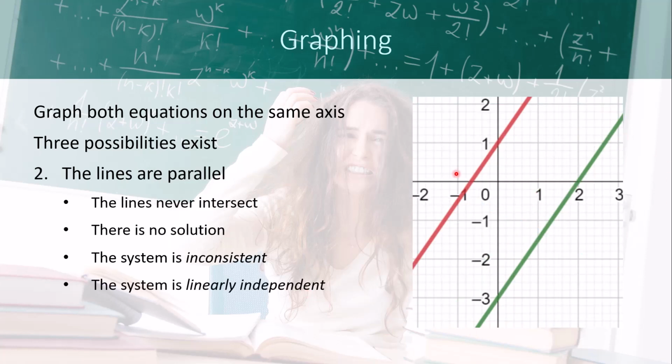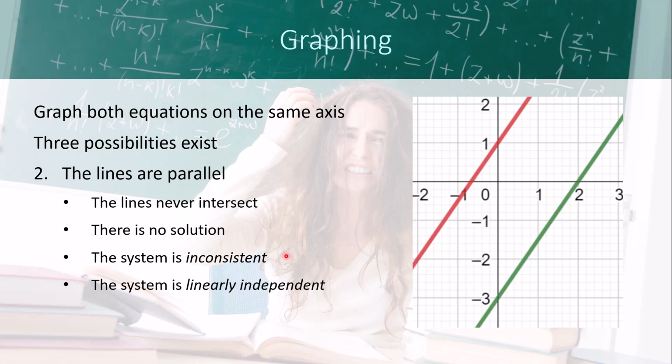The second possibility is this, where the lines are parallel. And if they're parallel, that means that they will never intersect. Therefore, there is no solution. The system is inconsistent. However, we do say that the system is linearly independent. So if the system is consistent, that means there is at least one solution. If we say that the system is inconsistent, there are no solutions.